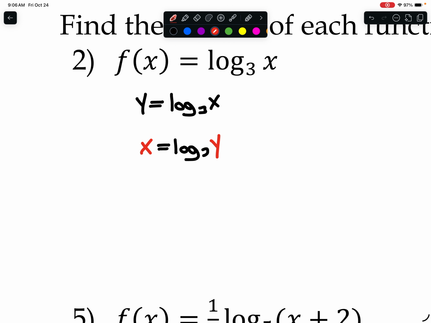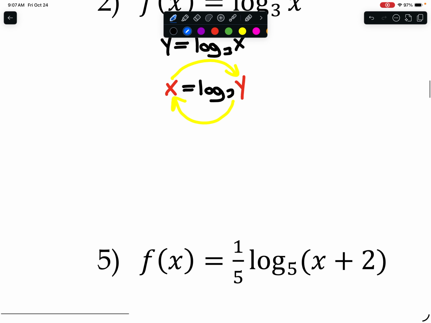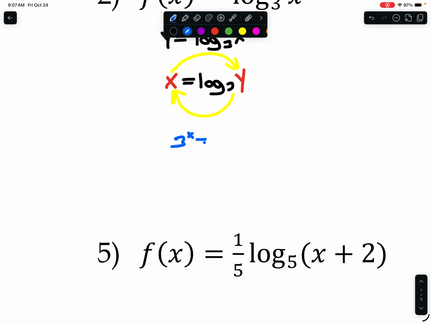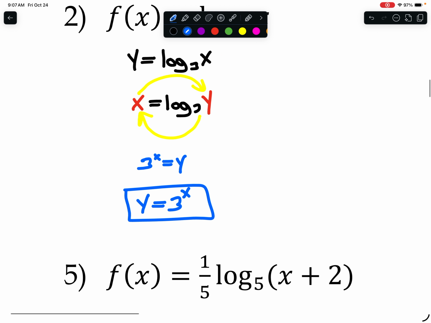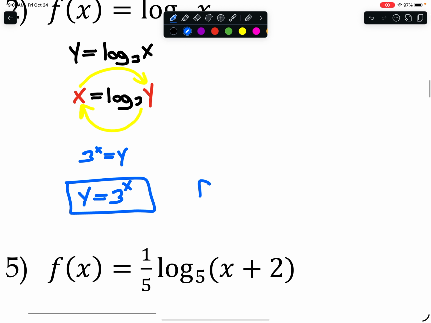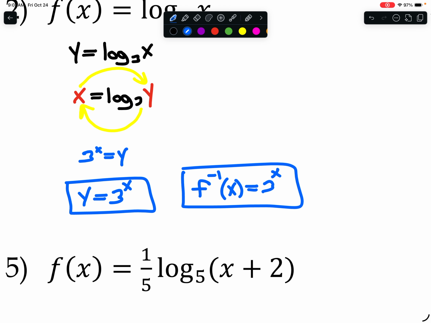And then what's going to happen with inverses is we want to solve for our y value. So in order to solve for the y value and get it out of the argument, you're going to have to convert to exponential form. So I'm going to rewrite and do 3 raised to the x equals y. So then I'm going to flip it. So we have y equals 3 raised to the x. Since we're doing inverse notation, we could also write it as the inverse of f of x is equal to 3 raised to the x, since we know that 3 to the x is going to be a function.